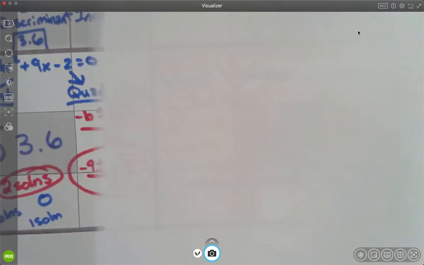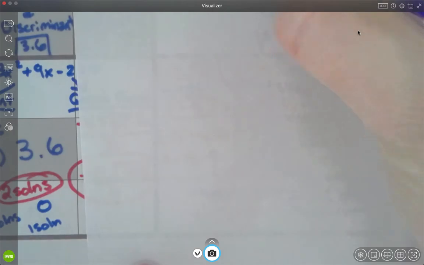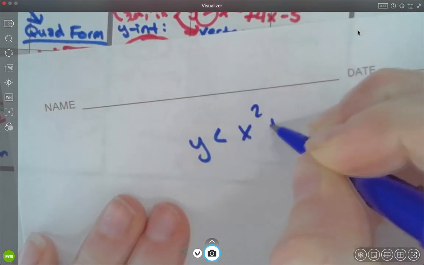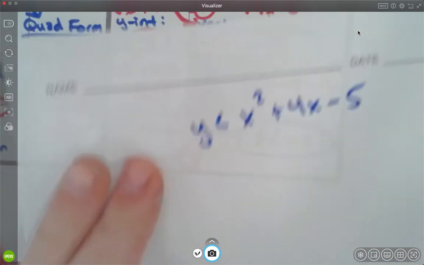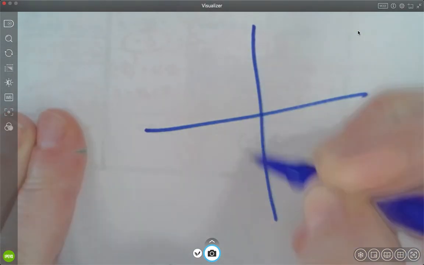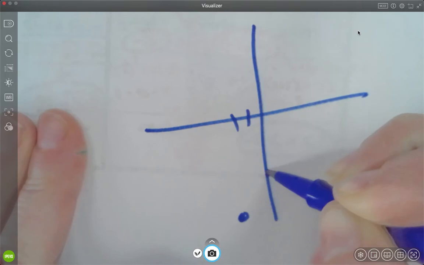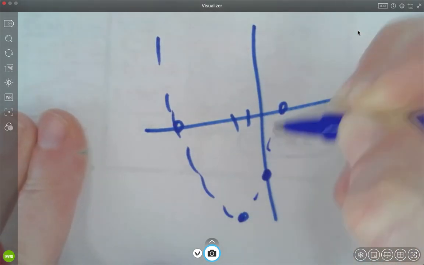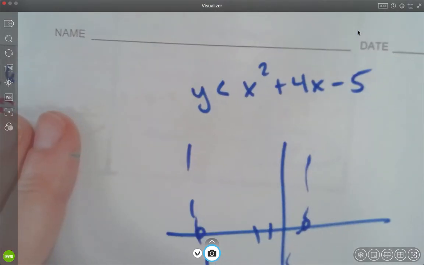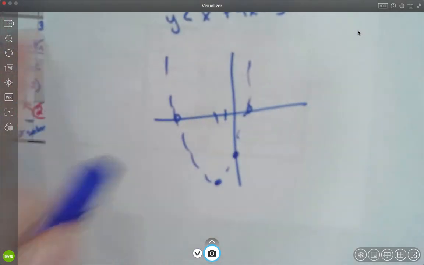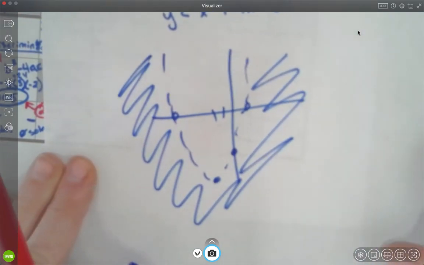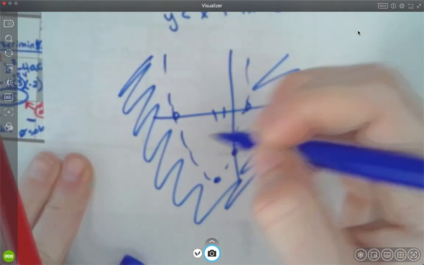So if instead this guy said y is less than, what was the question? X squared plus 4x minus 5. He would still be this function at -2, -9, -5, 1. Here he would still look like this. Okay? But if y is less than, he would be shaded outside. He would shade it outside like this. So x cannot be living in here.